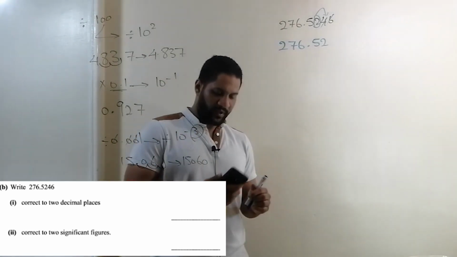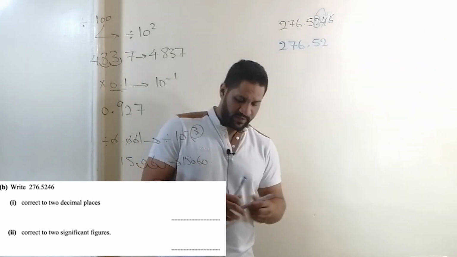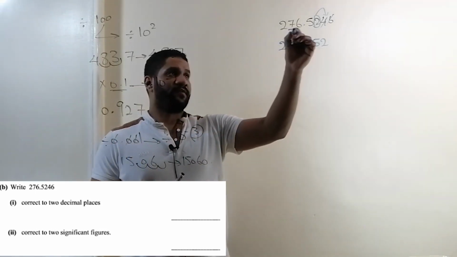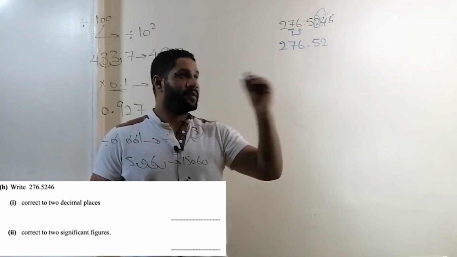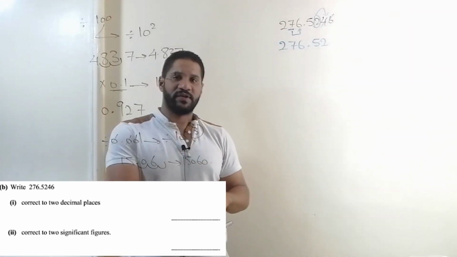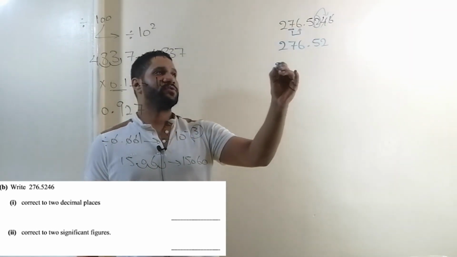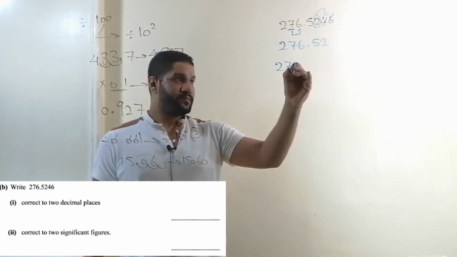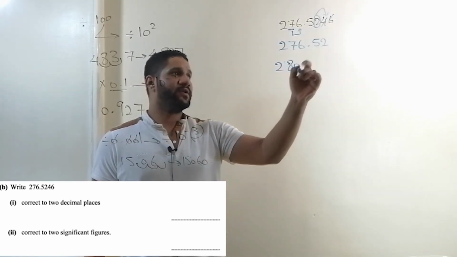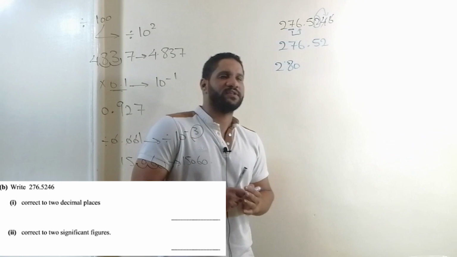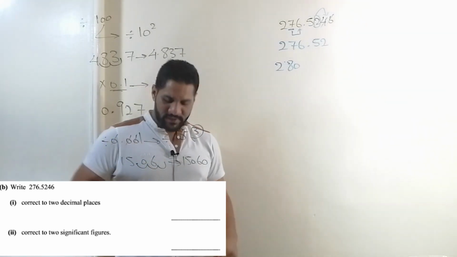Then he asked me to write correctly to the second significant figure. The second significant figure is 7, beside it 6. So it's a strong number, so 7 will be increased by 1, so it's 280, and of course after the decimal point we do not put a 0.